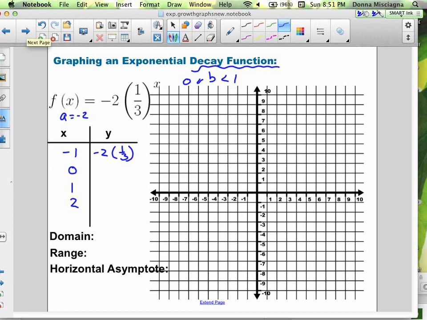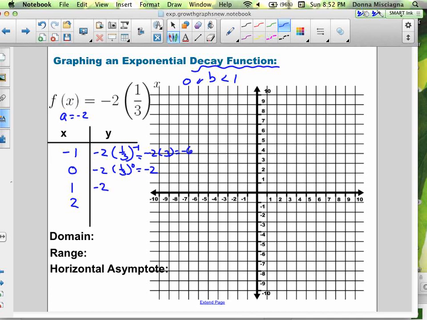-2 times 1/3 to the -1. Okay, we're just going to make that reciprocal. So that's going to be -2 times 3. That's going to be -6. And you can see that's all I'm going to get because 1/3 to the -2 power, that would give me 9. And that's going to be way off this graph. -2 times 1/3 to the 0. Anything to the 0 is 1, so that's -2. All right, so you're always going to have 0 and whatever your starting value is as a point.